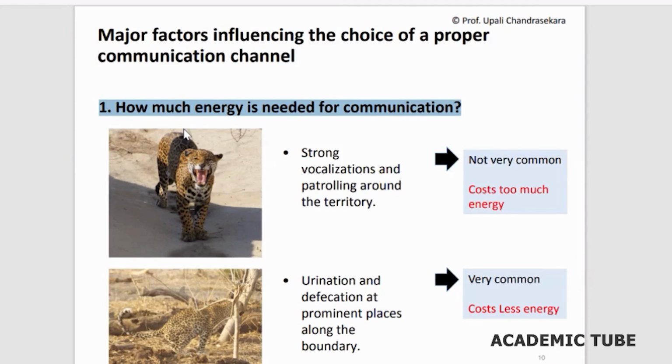How much energy is needed for communication. Okay. Now I am showing you here a leopard. Now the leopards are highly territorial animals. Territorial animals. Okay, why do I say that?